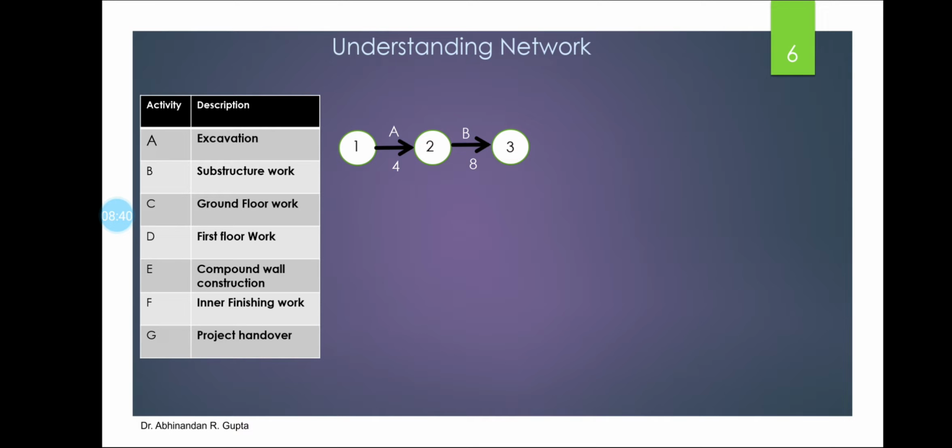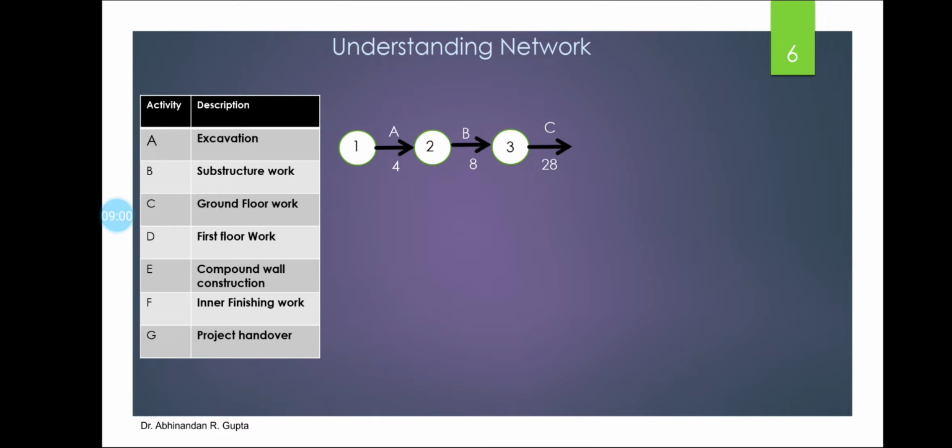Then once you have done the work of substructure, the work for the ground floor starts. Until and unless you complete the work of your substructure, you cannot go for activity C. So activity C starts once B is completed. This particular activity C will require a duration of 28 days.